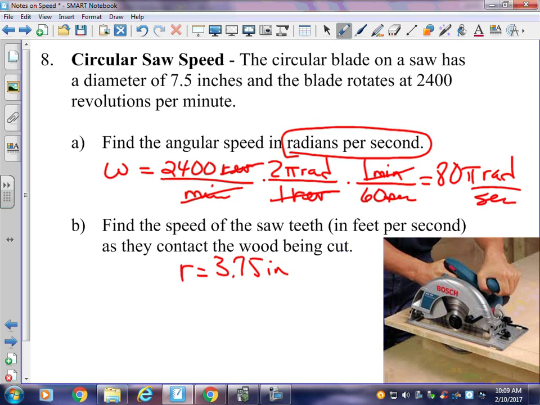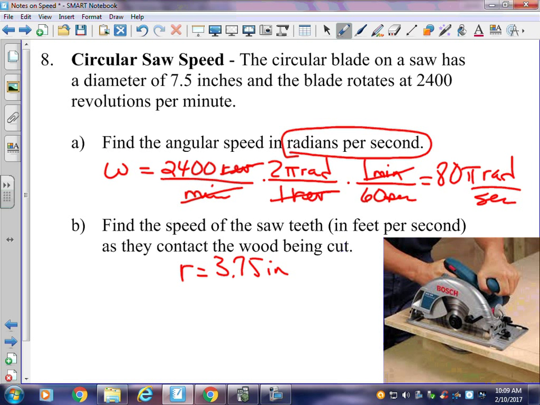Now, the speed of the saw teeth in feet per second as they contact the wood being cut. So when you start your circular saw at the edge of the wood back here, the speed at which it's traveling before it hits the wood, because we know once it hits, it's going to kind of slow it down because of friction, right? But right before it hits the wood, we want to know how fast the blade is turning in feet per second. Now, this is in inches, so somewhere along the way we obviously need to convert to feet, but at least this is in seconds, so the time unit will be correct.